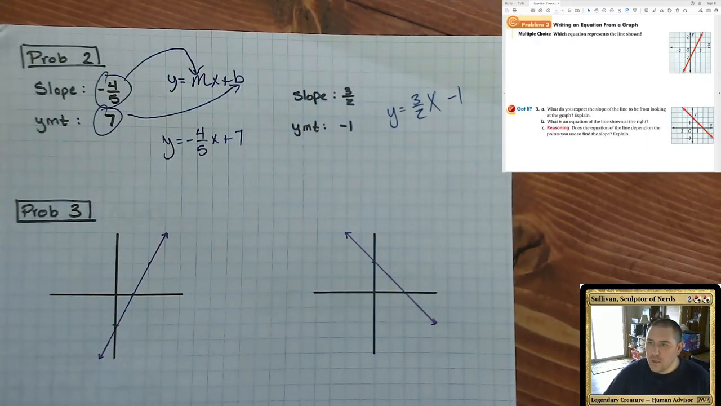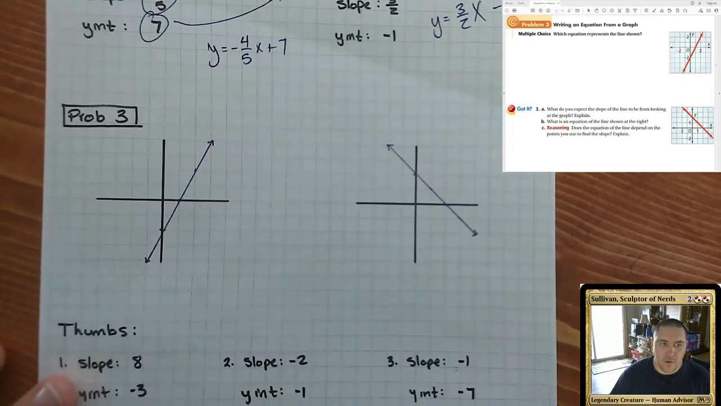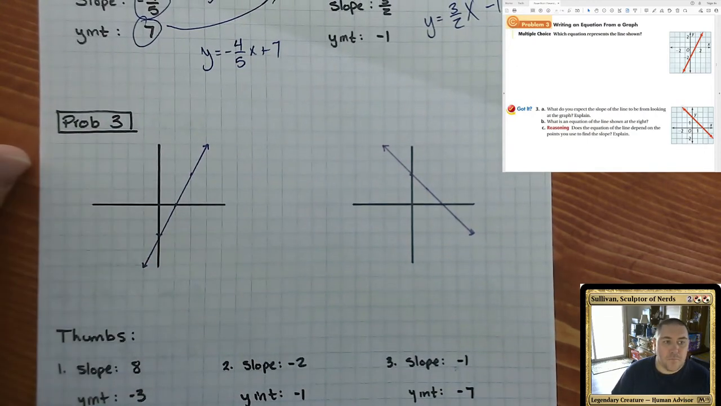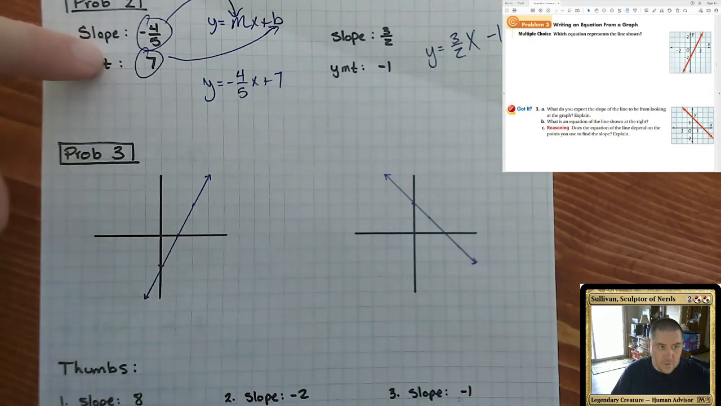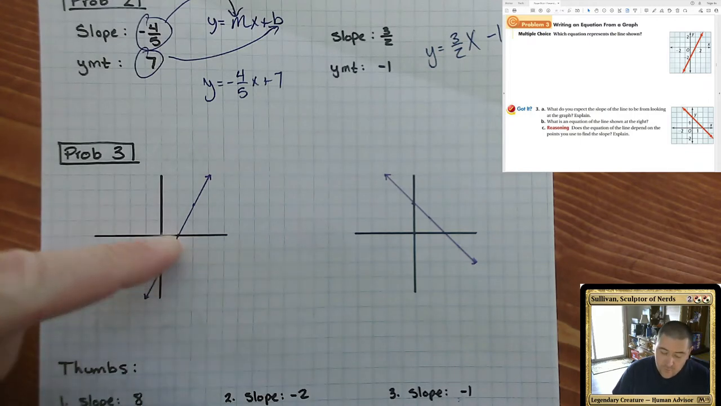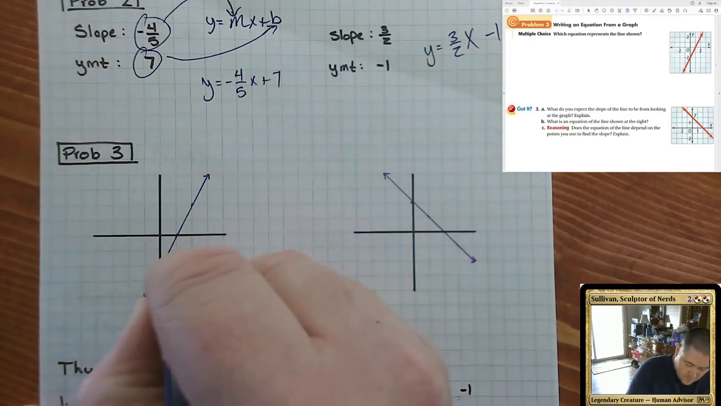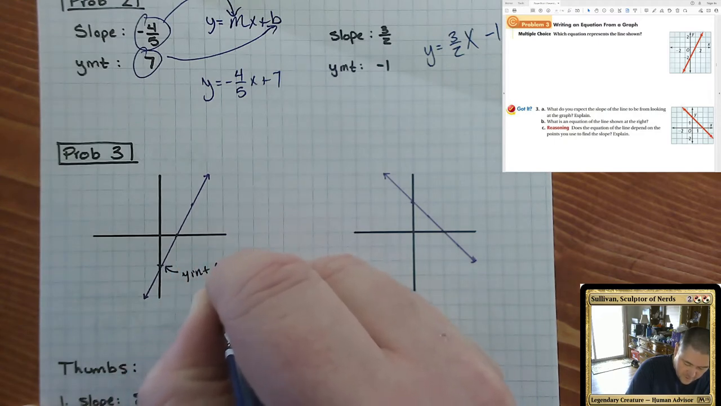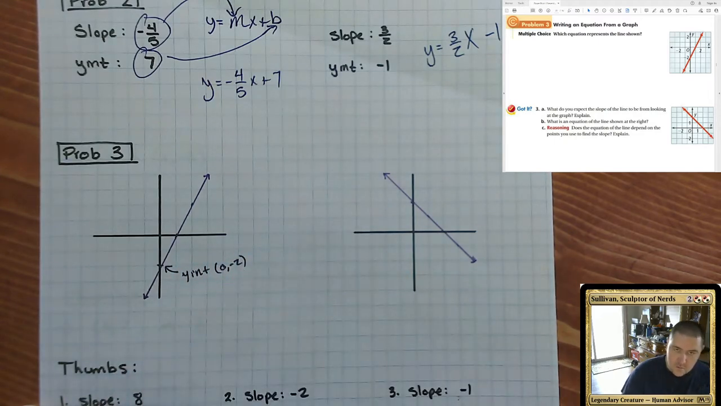Problem 3. Now they're going to give us the graph. I copied the graphs down. If they ask us to write the equation from this, it's still the same idea. I want to know what the slope is. I want to know what the y-intercept is. But I have to find them from the graph, from the picture. So we'll identify that the y-intercept is at 0, negative 2. So negative 2 will go in the b spot.